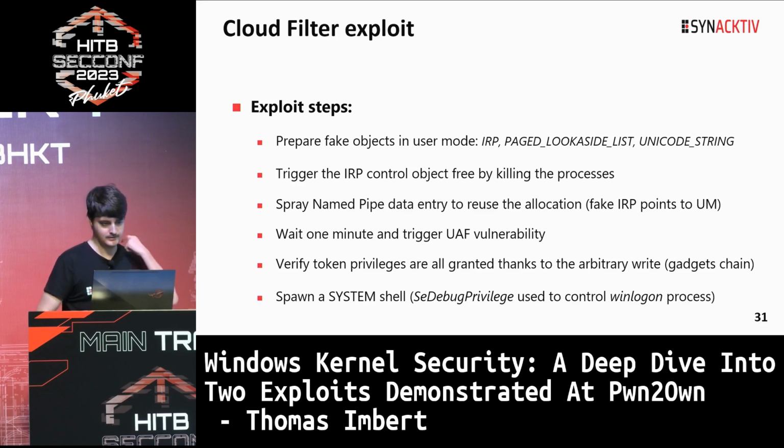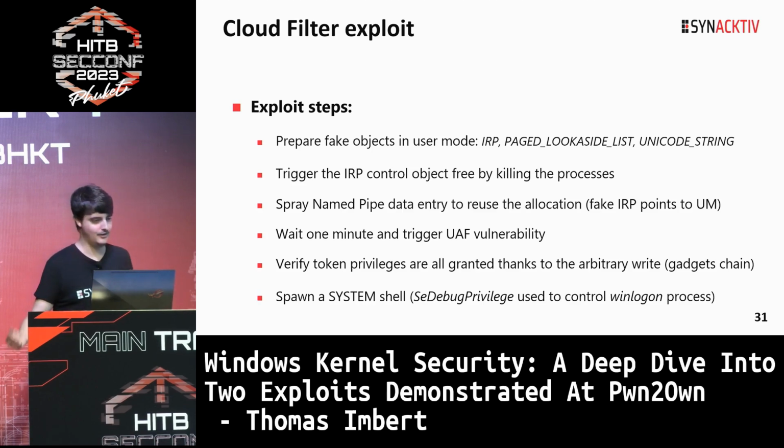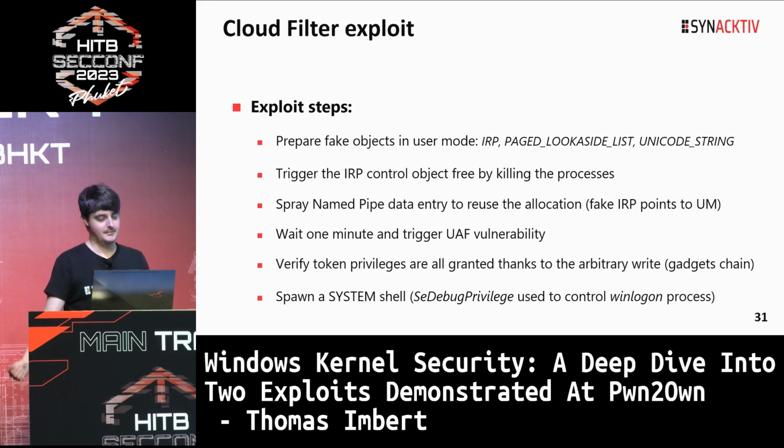Okay, so yeah, this was a lot of things, but basically we got a way to reuse the allocation, so we can control the IRP pointer. We got a chain of functions to bypass the CFG mitigation, so we can get arbitrary write. And we know where to write because the token address can be leaked using the NtQuery API. So we got everything we need.